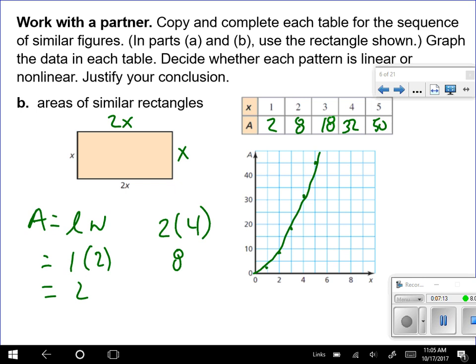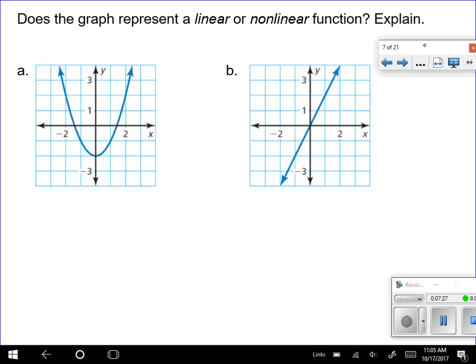So the rest of the video, really what we're doing is just deciding, based on graphs, based on charts, and based on an equation, if something is linear or non-linear. That's our only goal today. So let's look at these first two. It says, does the graph represent a linear or non-linear function?